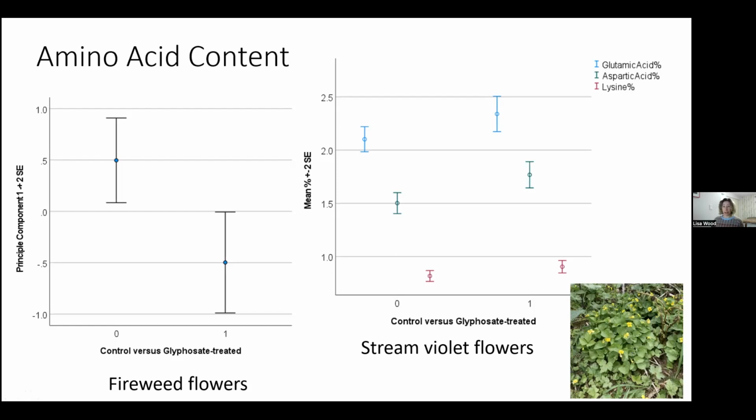We have looked at amino acids. This is some very recent data. I'm working on this project with Ali Goltz and also Brian Hampton, one of my undergraduate students. We collected fireweed flowers and stream violet flowers, and we sent them out for amino acid analysis. We analyzed 15 different amino acids in these flowers.